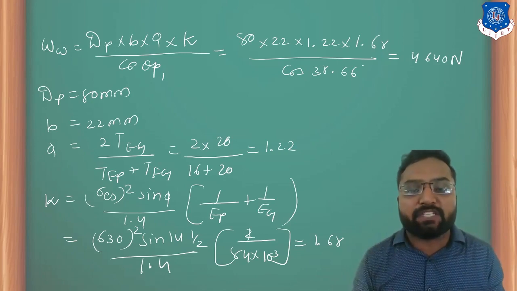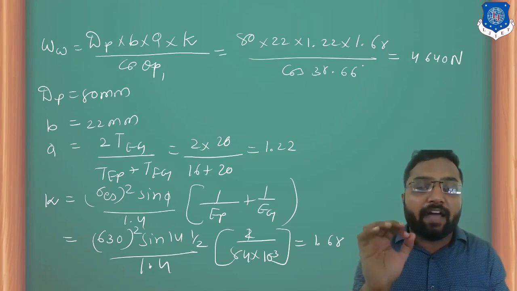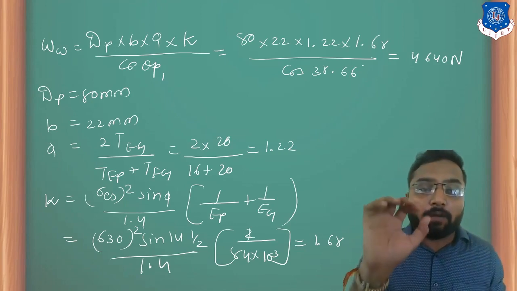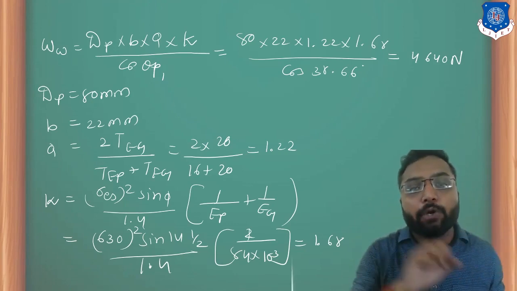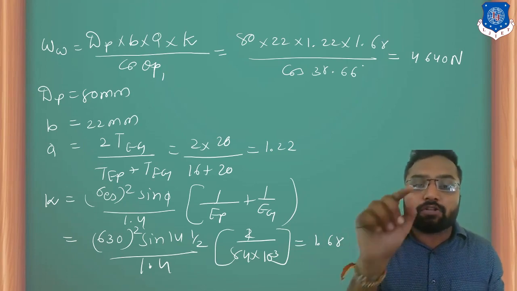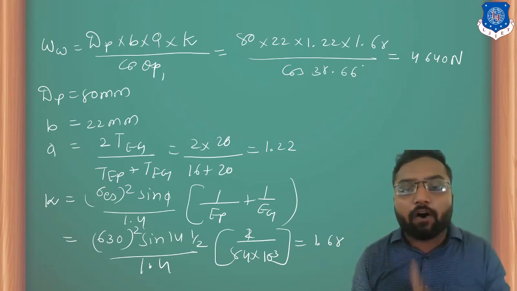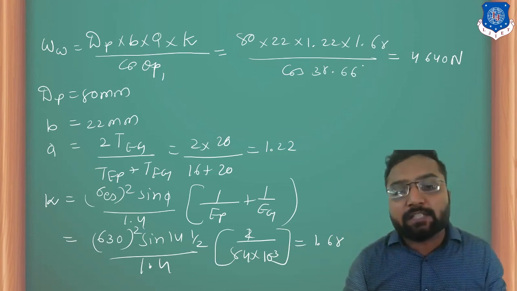Face width value, which is 22, is a value we can take from the design data book for a particular number of module for a particular material. So this 22 comes from the design data book, which is 22 for this material and module 5.